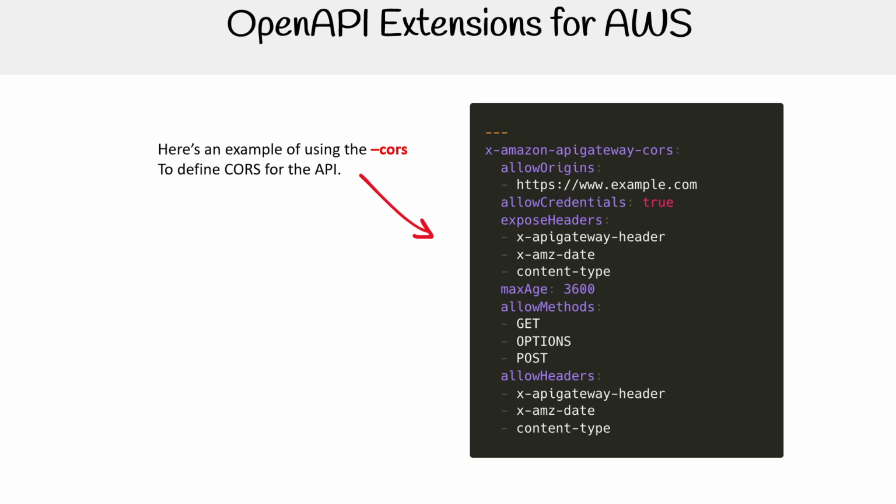Another example might be CORS. So maybe you want to configure CORS for your endpoints, and so we have the x-amazon-apigateway-cors extension. So there you go.